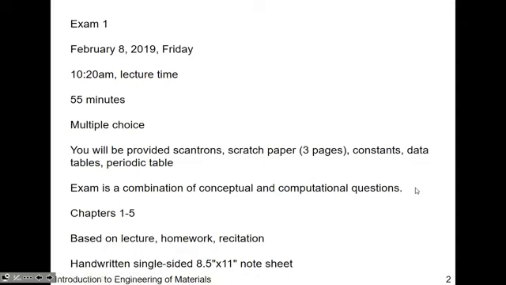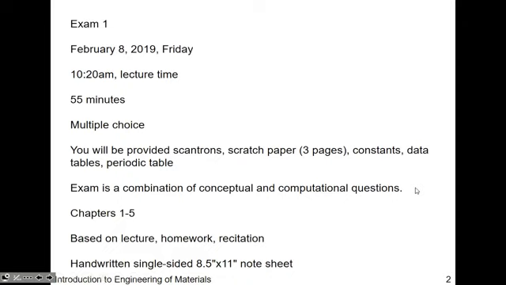You'll be provided constants like the Boltzmann constant and the gas constant. You'll be provided any data table that you might possibly need, as well as the periodic table, okay? You're allowed to use your graphing calculator, so you can bring that as well. It's a combination of conceptual and computational questions. It's almost 50-50 in terms of distribution, okay? It'll cover chapters 1 through 5, and it'll be based on what we talked about in lecture, what you've practiced in the homework, and what you've discussed in the worksheets during recitation, okay, for chapters 1 through 5.